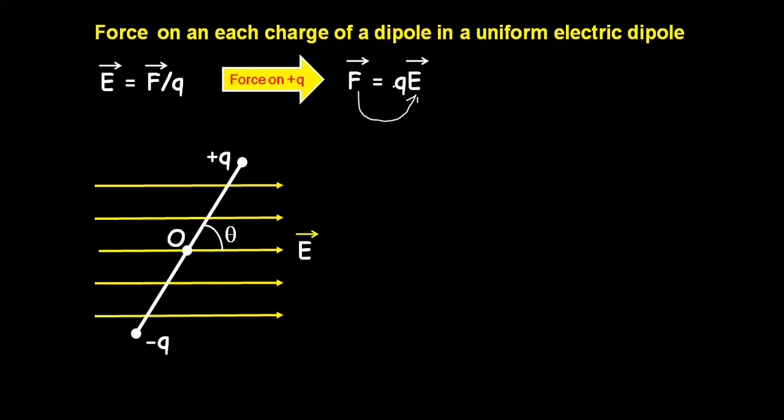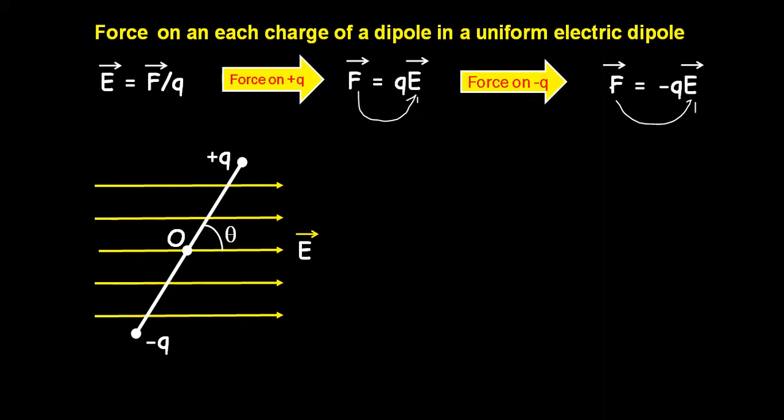Whenever you write a vector formula, the direction of the resultant will always be along the direction in which the vector quantity in that formula acts. So the force on the positive charge is QE vector, and its direction will be along the direction of the electric field. Likewise, the force on the minus Q charge will be F vector is equal to minus QE vector. In a vector formula, whenever a negative sign comes, it means the direction of the resultant is opposite to the direction of the vector quantity involved in that formula.